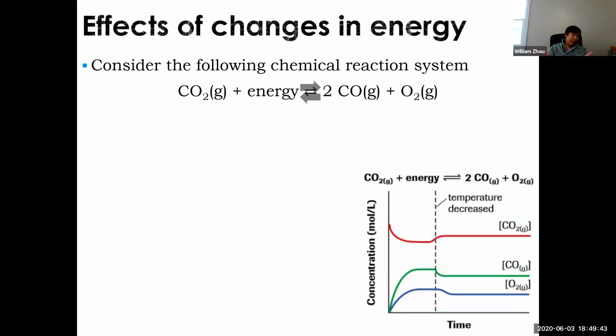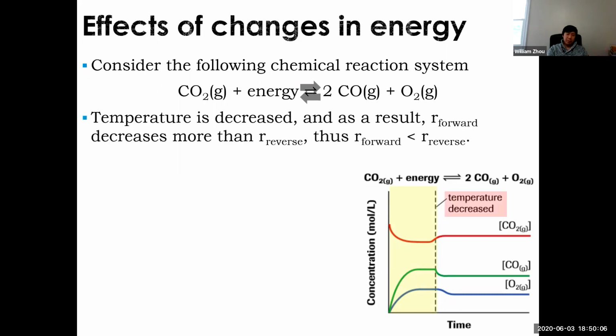All right, so another example of changes in energy, you have CO2. The decomposition of that with energy to become carbon monoxide and oxygen. Okay. Initially, you just have CO2, no products. You let it sit, decomposition occurs, and then you reach equilibrium. Let's disturb it. So I'm going to decrease the temperature of this reaction just like I did for the last one. So temperature is now decreased.